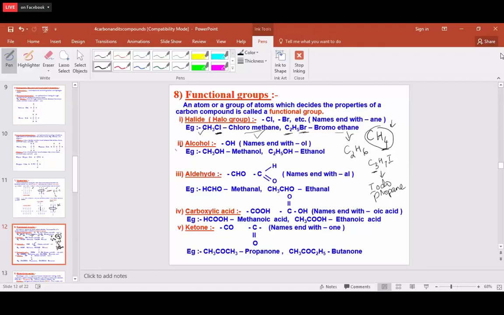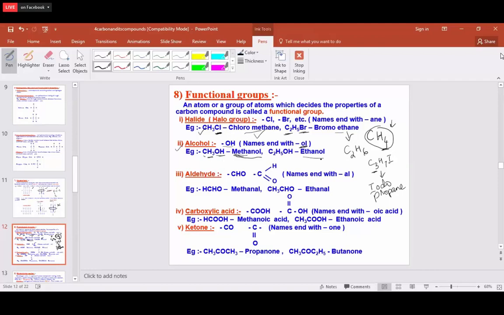Next one is the alcohol. The alcohol has the functional group OH. So it always ends with OL. OL means alcohol. So from the name itself, we can identify what functional group is present in the particular hydrocarbon. So methanol. OL indicates that an OH group is present. Meth indicates that only one carbon atom is present, and on that carbon atom we have the OH group. The remaining bonds we have to satisfy with hydrogen atoms.